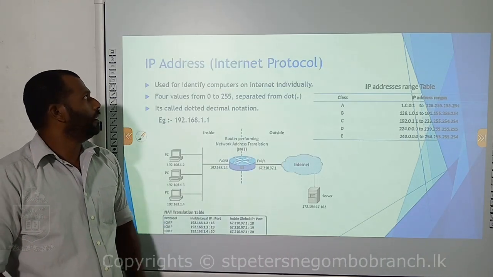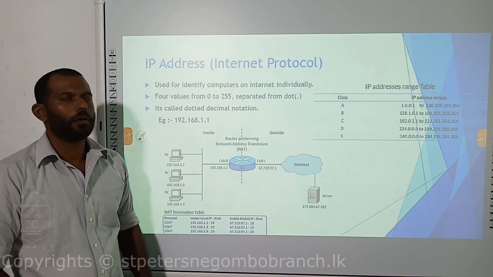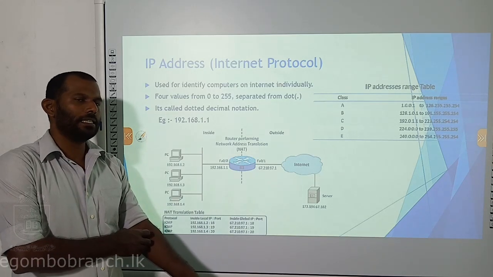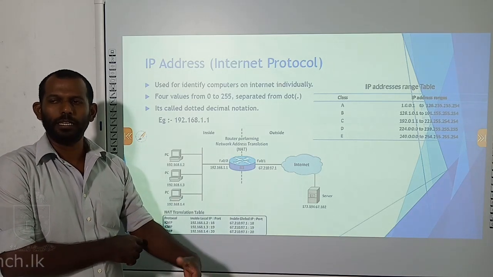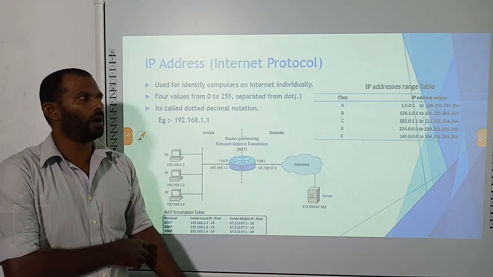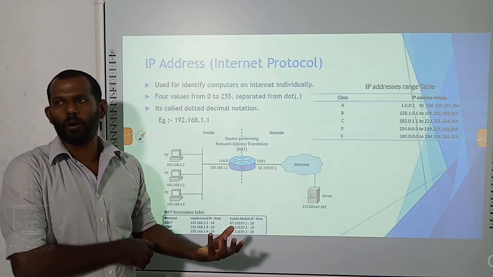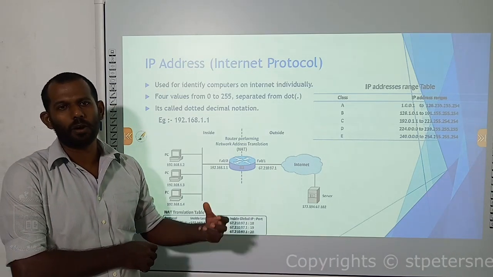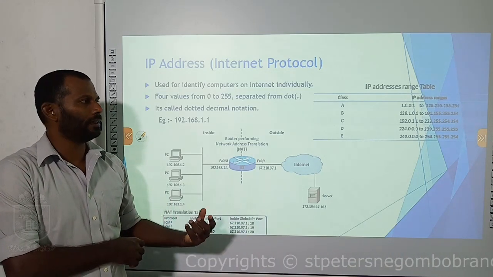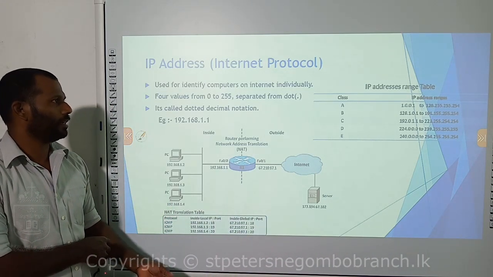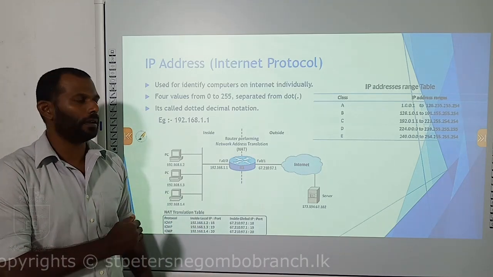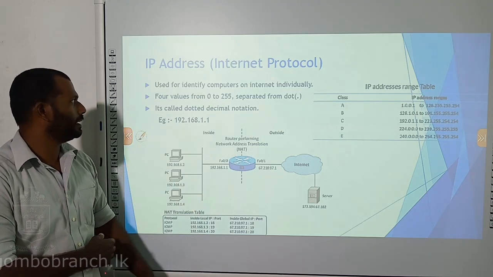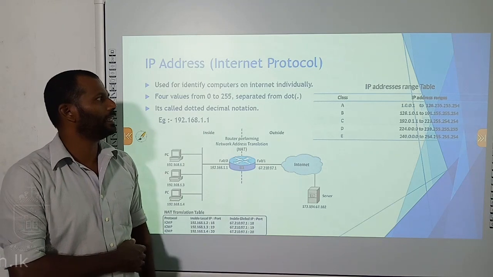Fine. Then we move to the next part, the IP address, Internet Protocol. I told you in the previous example that a URL is a unique one: each and every website has its own URL. The IP address, or Internet Protocol address, is the one we use to uniquely identify a document or device on the internet. Mainly it is a number pattern, used for identifying computers on the internet individually.